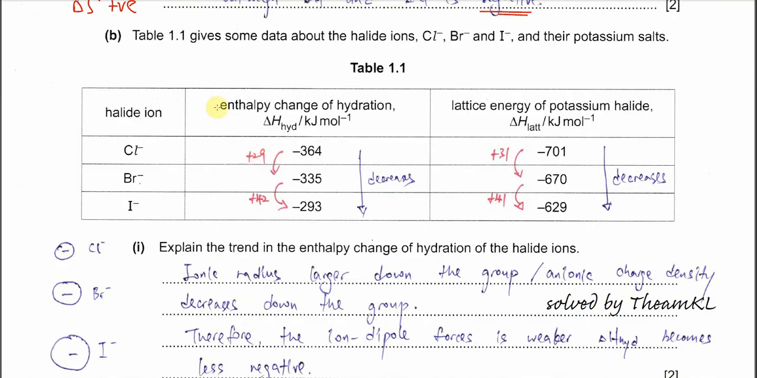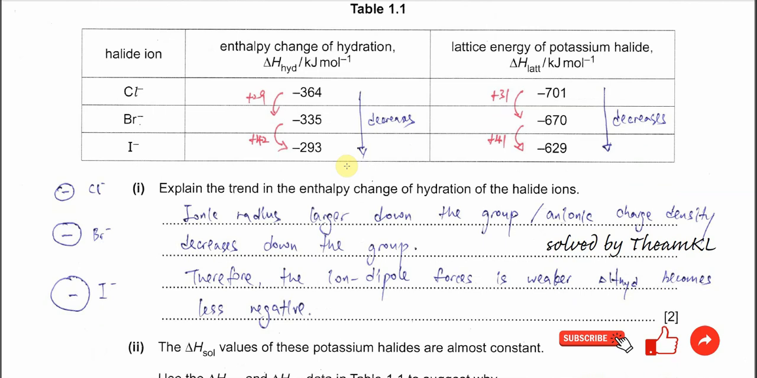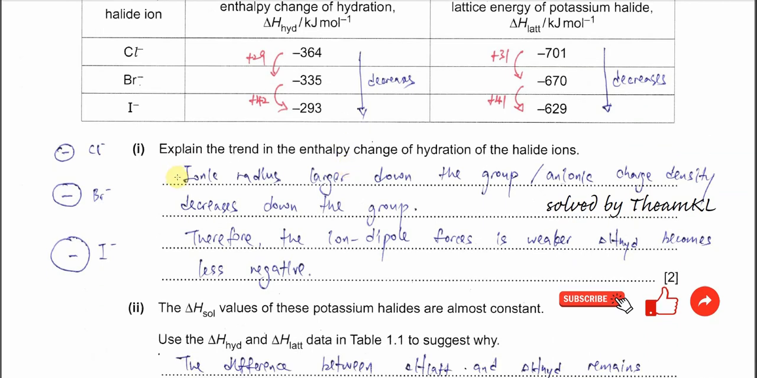B. Table 1.1 gives some data about halides, the chloride, bromide, iodide, and their potassium salt. In this part, there is enthalpy change of hydration and the lattice energy of potassium halide. Later we will check on these values, see what is being asked. Part 1. Explain the trend in the enthalpy change of hydration of halide ions.